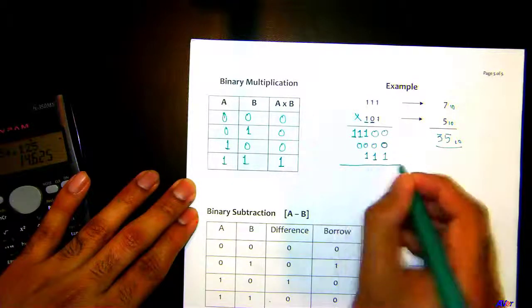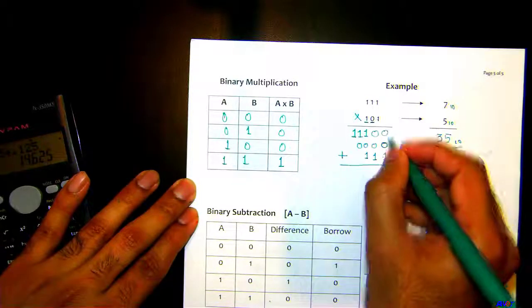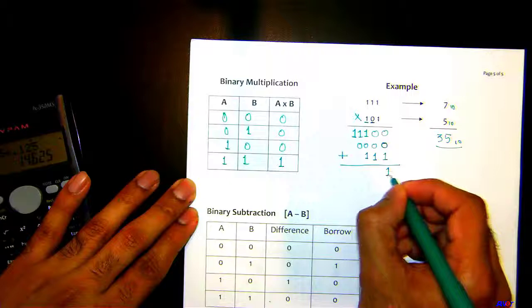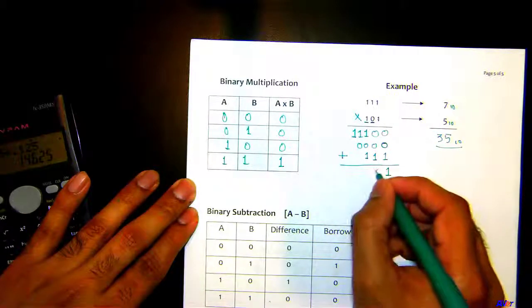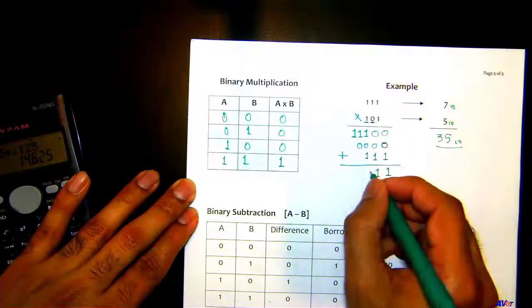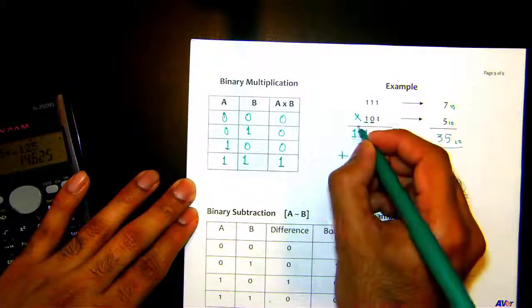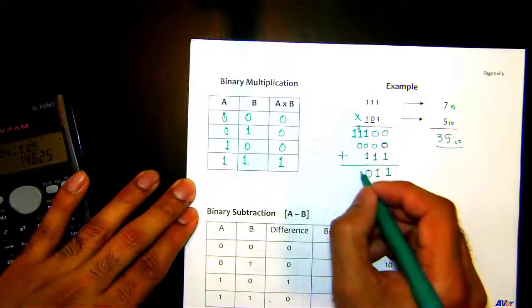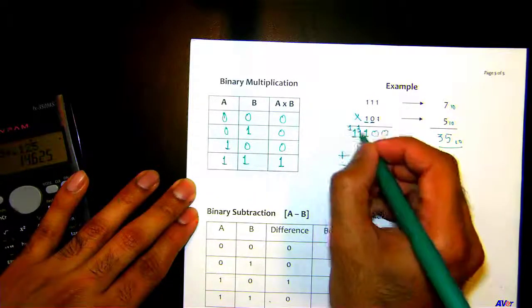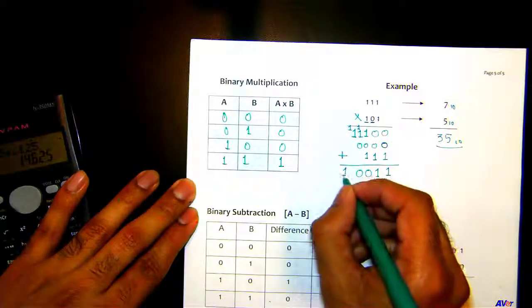Okay. Let's add these numbers. 0, 0 plus 1 is going to be 1. 0, 0 plus 1 is going to be 1. 1 plus 1 is going to be sum is 0, carry is 1. 1 plus 1, sum is 0, carry is 1. And 1 plus 1 is equal to 1, 0. Okay.